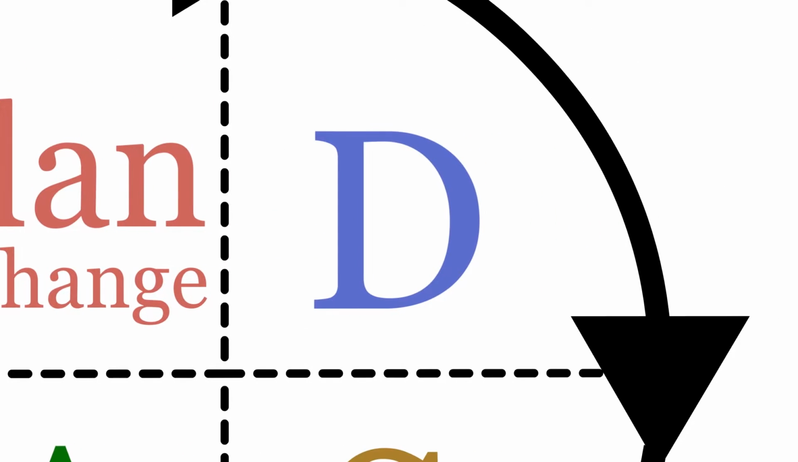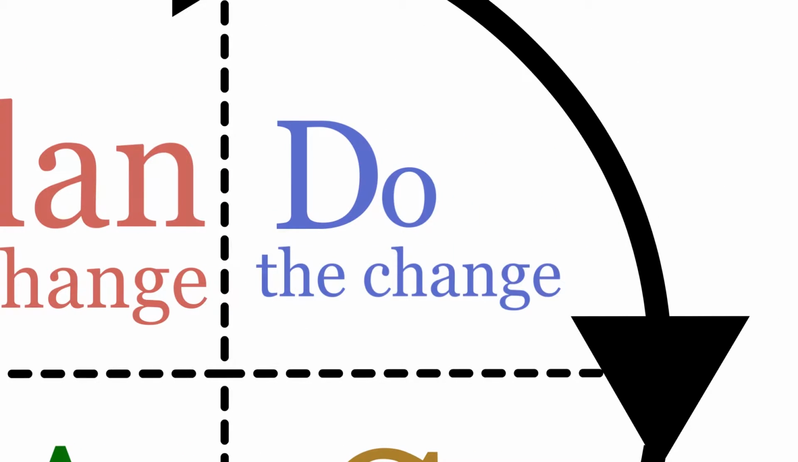Second, you do the change. The D in PDSA stands for do. You implement your change in a small test. Please note that the change can be huge. It's the test that's small. In other words, you try your change idea within your work process.